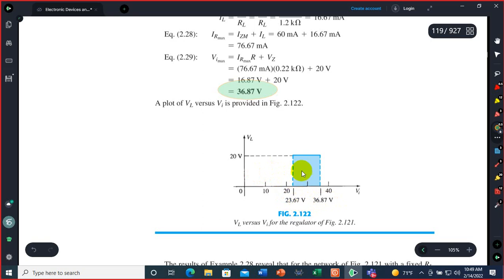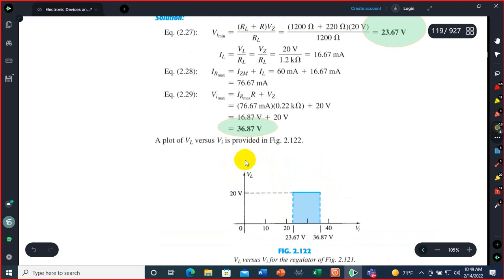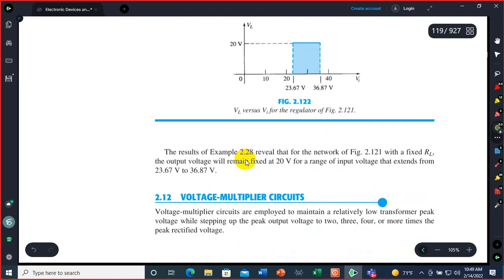Within this range, you get this fixed 20 volt output for the load. If you go below or above, there is a problem; it cannot operate properly. So the input voltage source must be within this range: minimum value 23.67 volt, maximum value 36.87 volt. Within this range, the zener diode will be in the on state, which means it will give a proper 20 volt output.